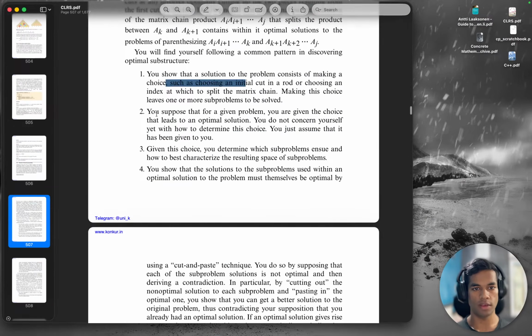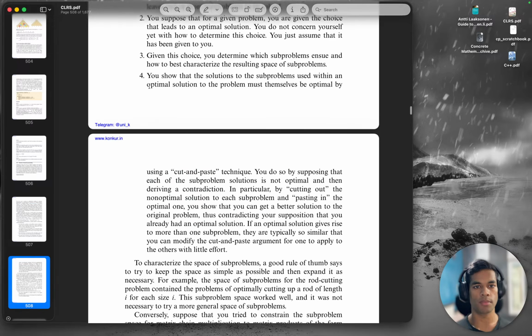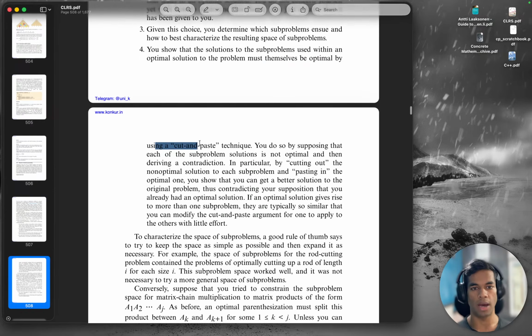Okay, so we say we have a bunch of choices and we make choices. You show that the solutions to the subproblems used within an optimal solution to the bigger problem must themselves be optimal by using a cut and paste technique. You do so by supposing that each of the subproblem solutions is not optimal and then deriving a contradiction, in particular by cutting out the non-optimal solution to each subproblem and pasting in the optimal one.